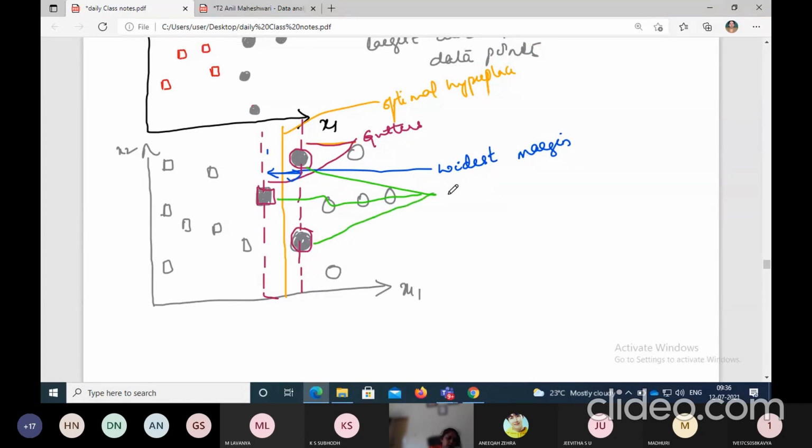Okay, so these are called support vectors. So what are support vectors? Support vectors are nothing but those points that define the classifier, the points that fall on the gutters on both sides, and these points are called support vectors.